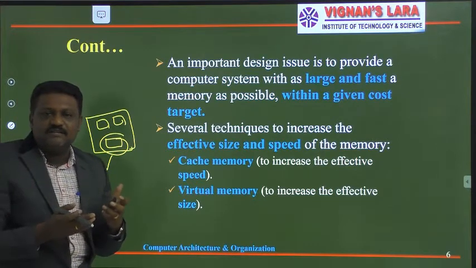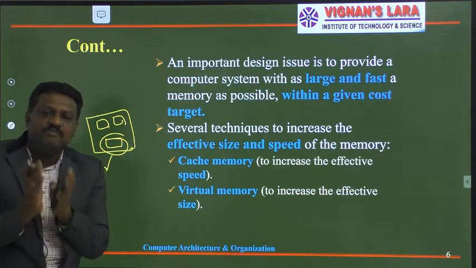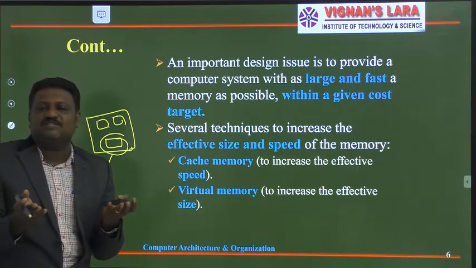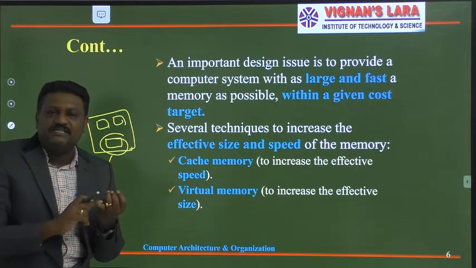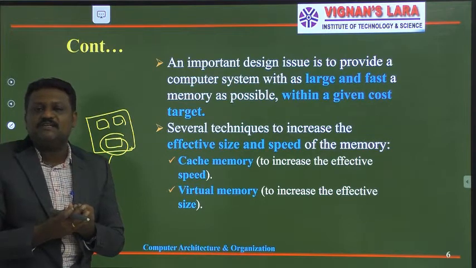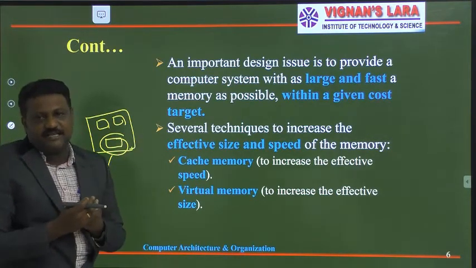So the important point here is, we allocate a certain amount for the memory element of our system. You choose a memory such that the memory size is high, and at the same time the speed of operation of that memory is high. So we have to get that. That is an important design issue.